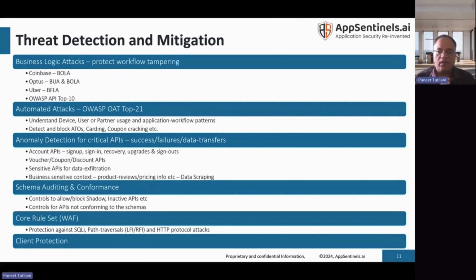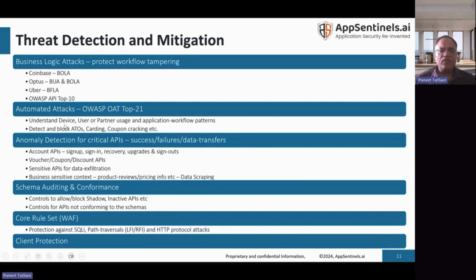So the platform that you select as a security practitioner should build a deep understanding of how this application is functioning, what are the different workflows it supports, and then it should be able to protect these workflows. So that's the first and the most foundational layer of security that APIs use.